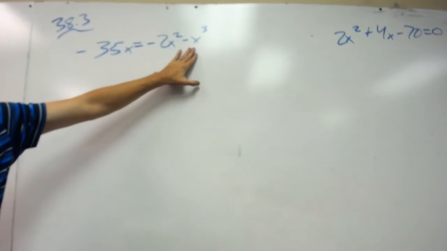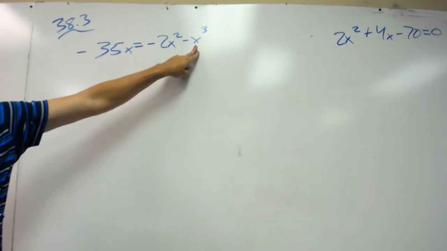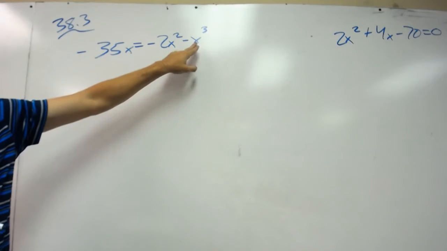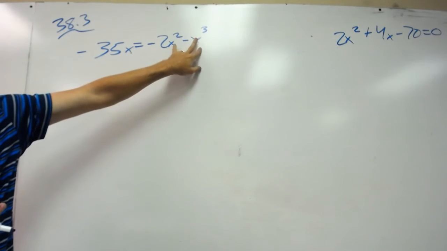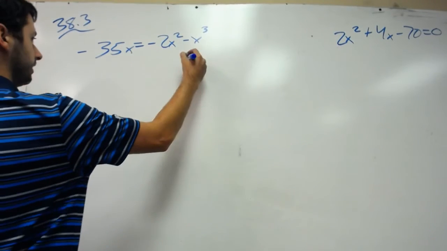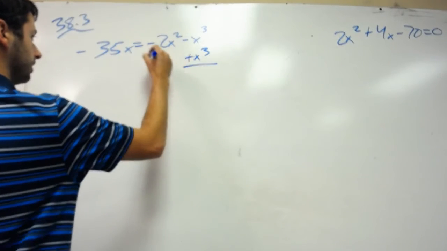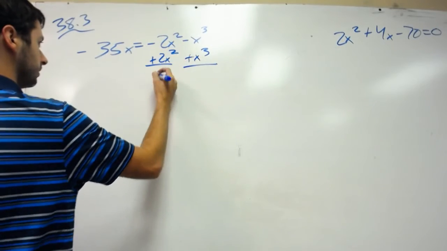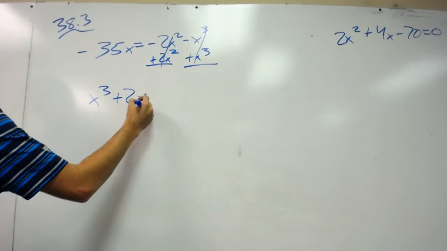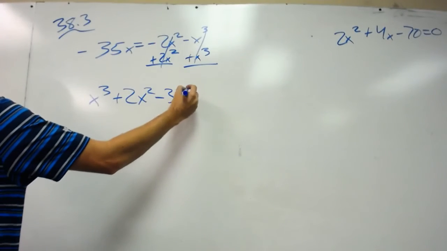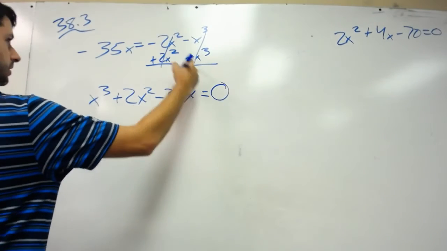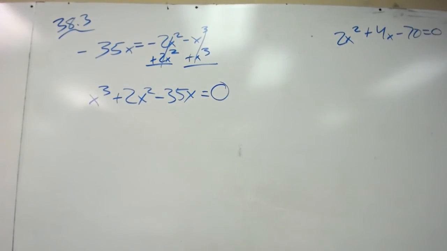Now I'll say this, this is the biggest amount in the exponent, so I want this one to be positive. So I'm going to move both of these to this side. So I'm going to add x cubed, I'm going to add 2x squared, and get x cubed plus 2x squared minus 35x. And what does it equal? 0, because there's nothing on that side anymore.